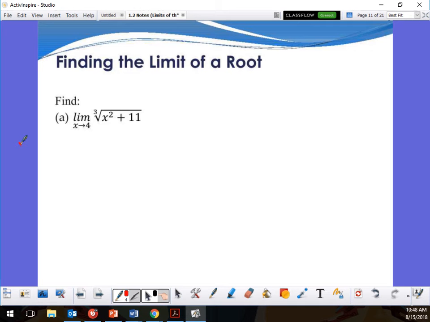Alrighty, this is again Calculus 1, and we are doing 1.2, finding the limit of a root. So for this problem, do I have any restrictions on the domain? Just look at the type of problem. Is there restrictions on the domain? No. You say no. Why?